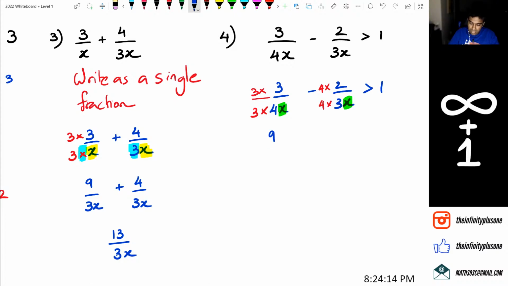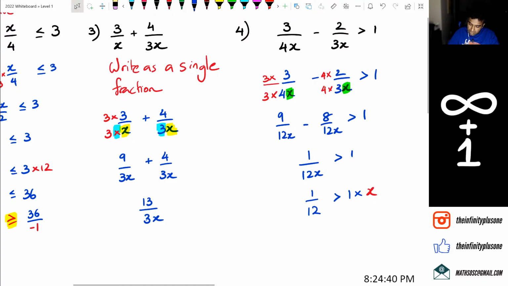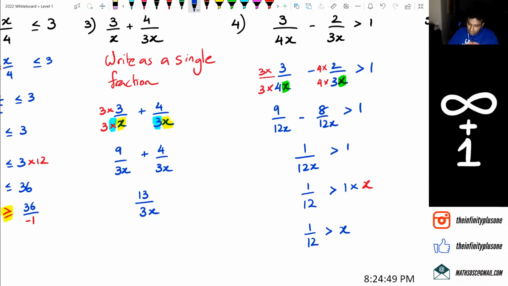So putting it all together, I've got 9 over 12x minus 8 over 12x is greater than 1. So I've got 1 over 12x is greater than 1. At this point, I just need to write x by itself. So I'm going to go x, 1 over 12 is greater than 1 multiplied by x. So my answer for question number 4 is 1 over 12. But generally we tend to write x first. So if we write x first, we write it in this format, because x is less than 1 over 12.